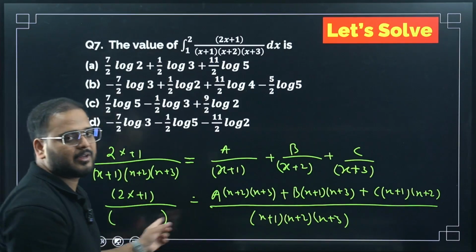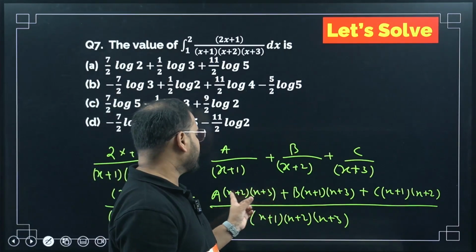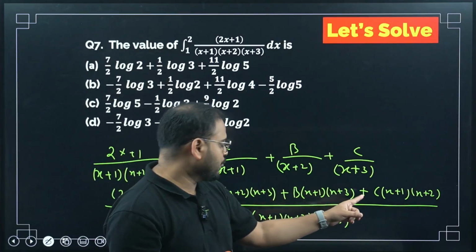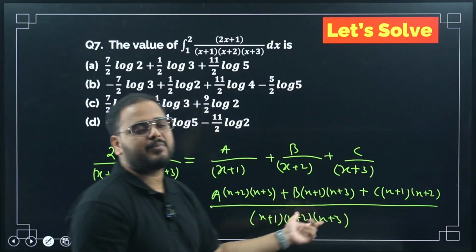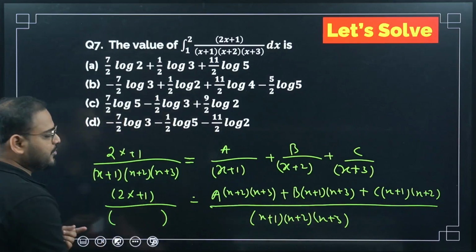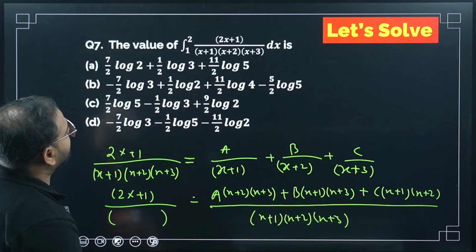Since the denominator is the same, you can compare the numerator. Put x as minus 1, you get the a value. Put x as minus 2, you're going to get the b value. Put x as minus 3, you're going to get the c value. So find the a, b, c values from there. Compare the coefficients with 2x plus 1. Your answer would be what?